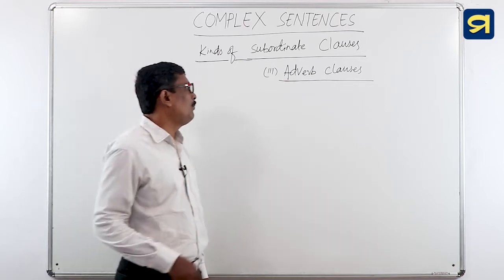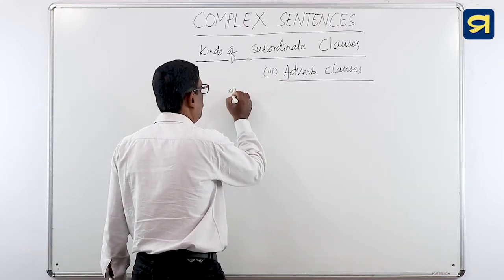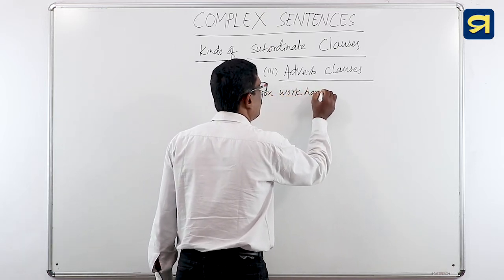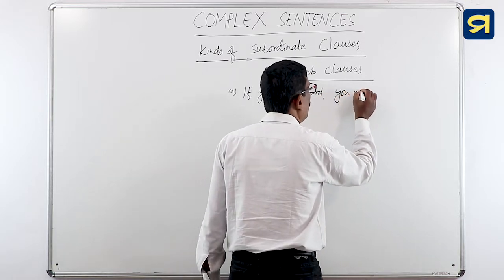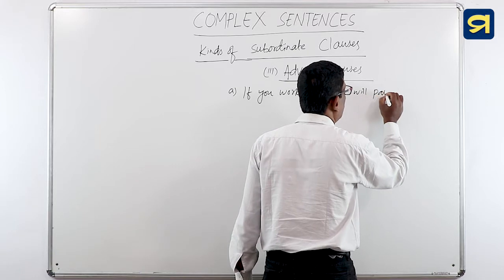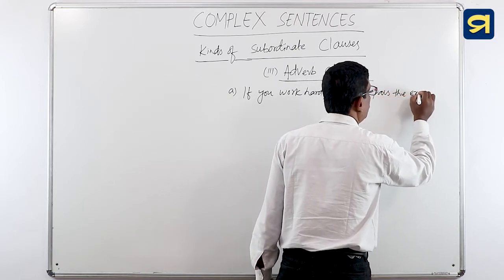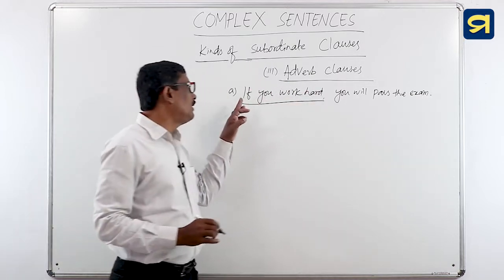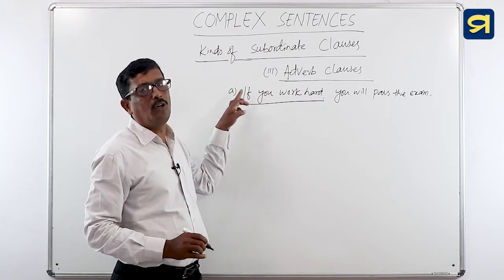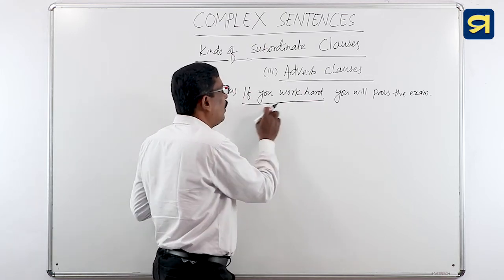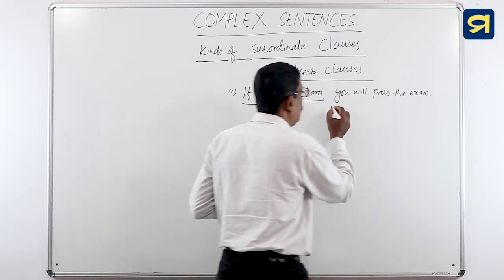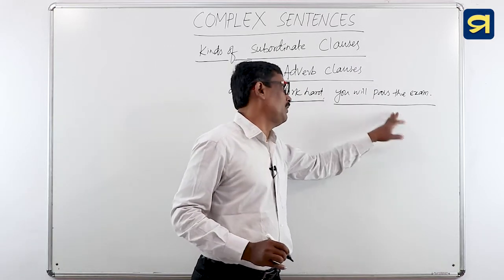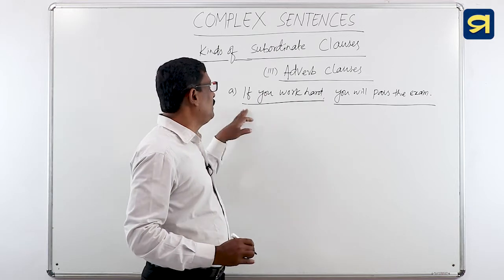Let us take some examples of adverb clauses. A. If you work hard, you will pass the examination. Here the clause begins with if. It is a subordinating conjunction. That's why if you work hard is an adverb clause. But you will pass the examination is the main clause. Shortly it is known as MC. And the subordinate clause is shortly known as SC.